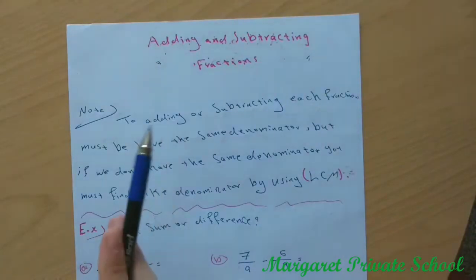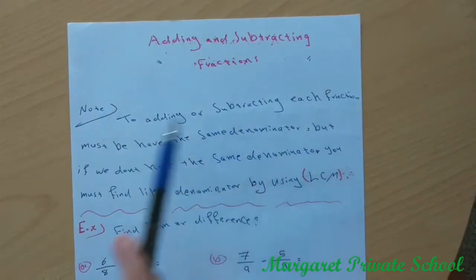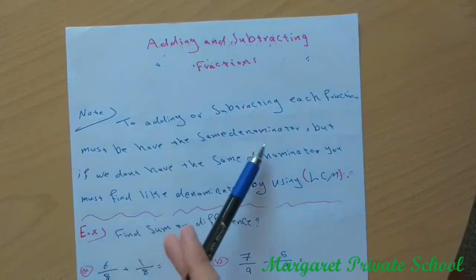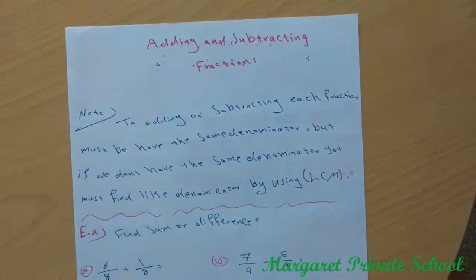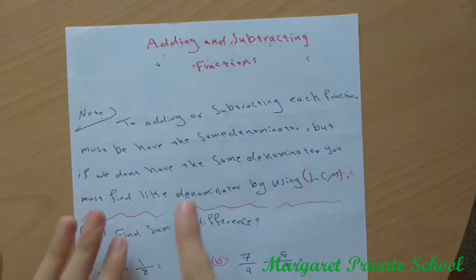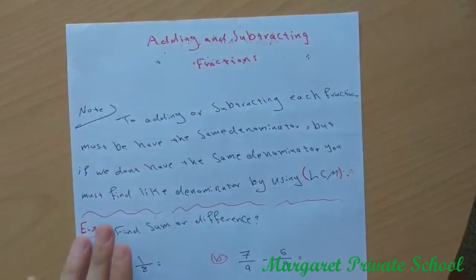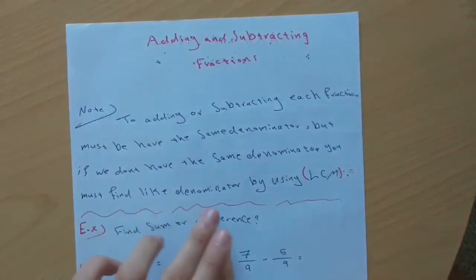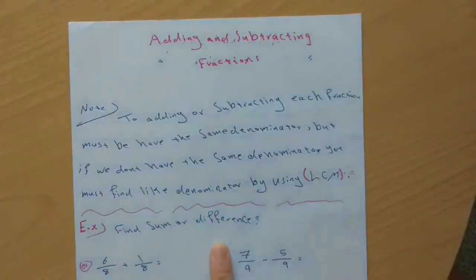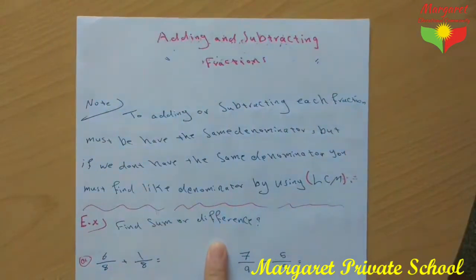To add or subtract, each fraction must have the same denominator. We have this important note. Say, to add or subtract, each fraction must have the same denominator. Always, to add or subtract two fractions, they must have the same denominator. But if we don't have the same denominator, you must find a common denominator by using LCM, by using least common multiple.